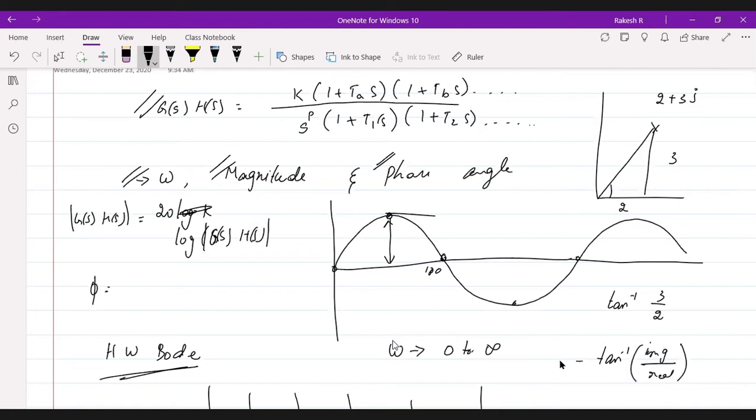This is what you need to do for the phase angle. If you want to take out the angle, you take tan inverse of the imaginary part by the real part, or b by a. Here b is 3 and a is 2. Like that you need to take for the phase angle.